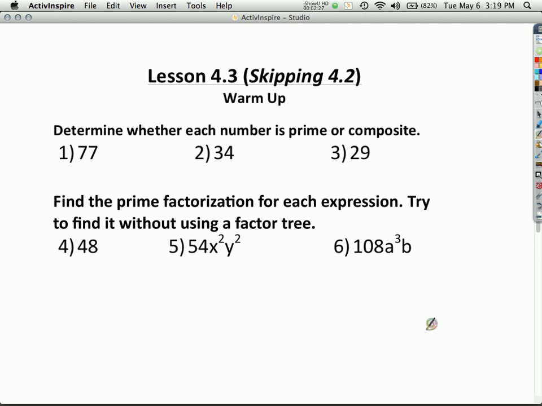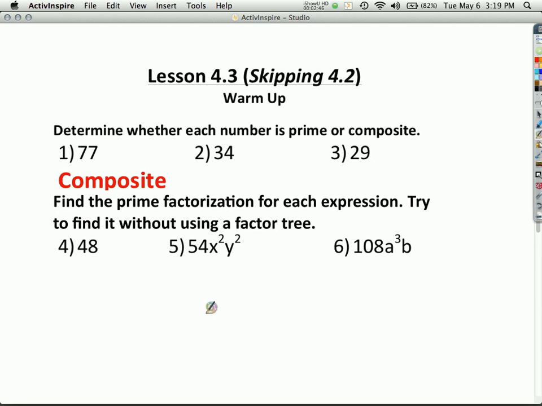Let's survey the class. Give me a thumbs up if you think it's prime. Put your thumbs down, so I assume if you did not put your thumb up, you think it's composite, and it is composite.